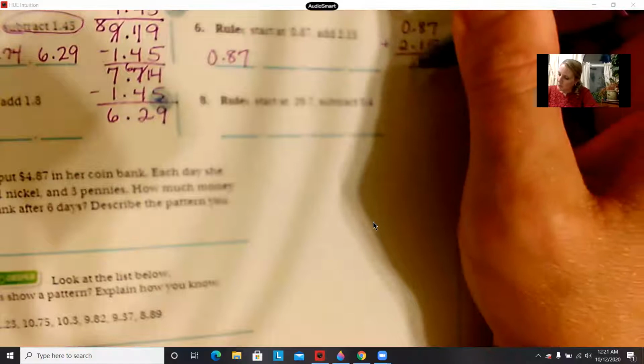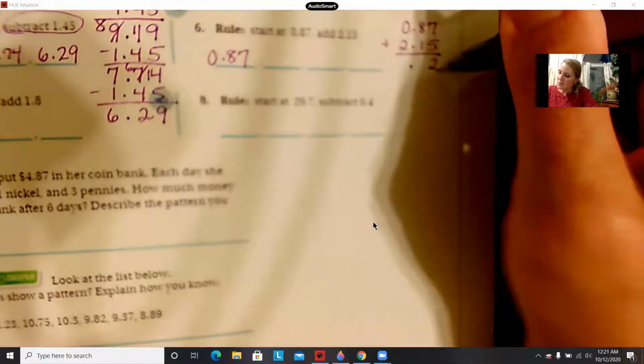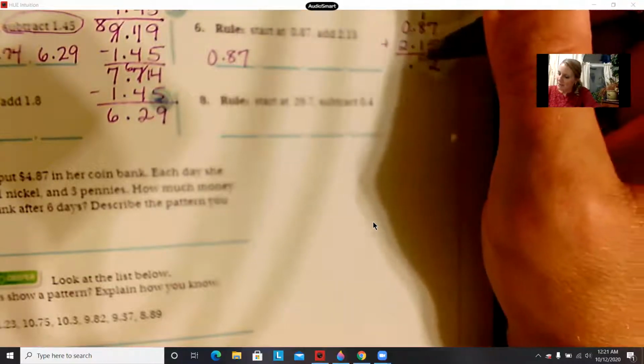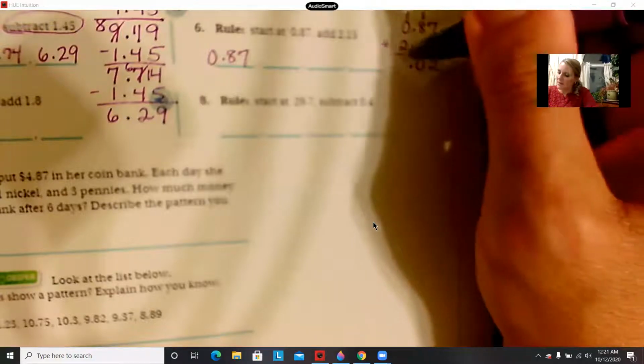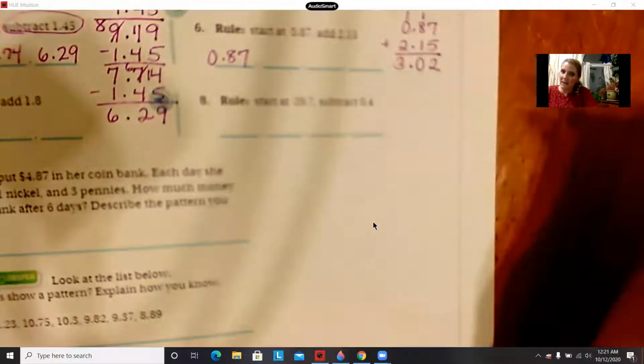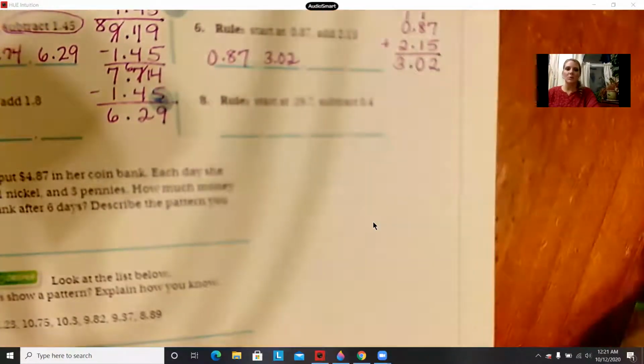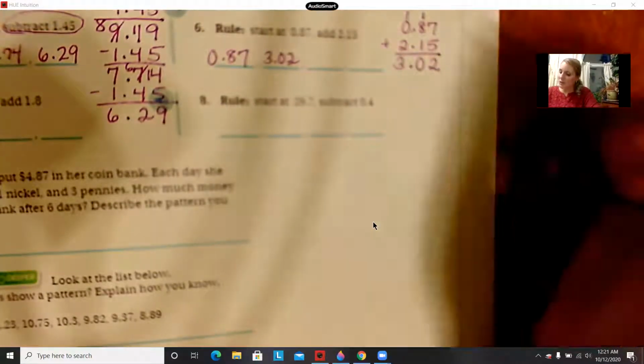Line up those decimal points. Get it down in your answer. Now we get to add 7 plus 5, 12. Carry your 1. 8 plus these 2 more, 10. Put down your 0. Carry your 1. 1 plus 2. We have 3 and 2 hundredths. 3.02.